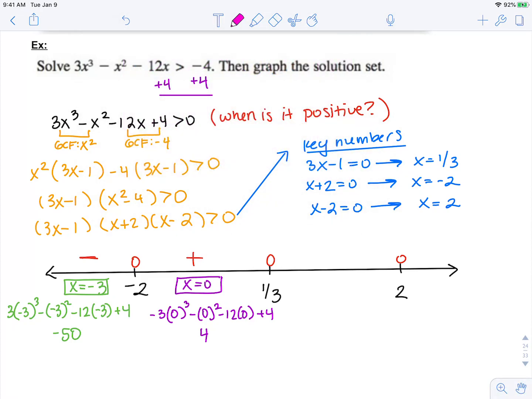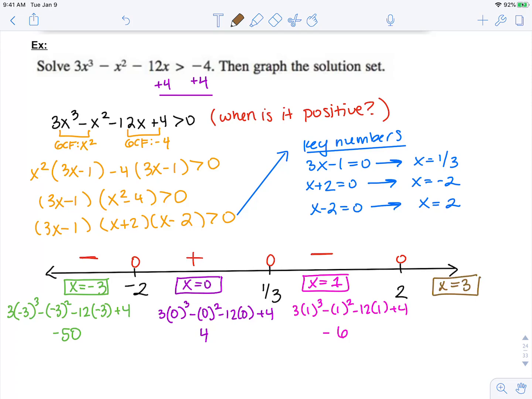Between 1/3 and 2, I'm going to pick x equals 1. You can pick whatever you like as long as it's there. I'm sorry, it's not -3 here, it's +3. But the answer is still 4 on that. So now I have 3 times 1 cubed minus 1 squared minus 12 times 1 plus 4. And so that is going to equal -6. So that means that my polynomial is negative here.